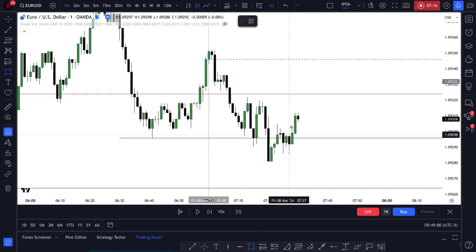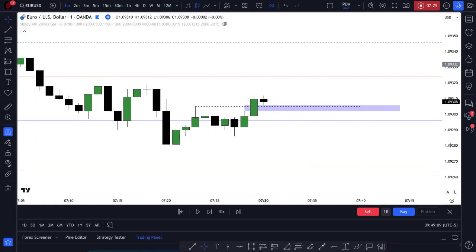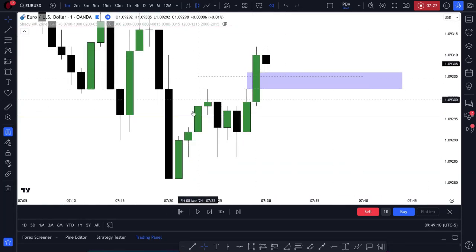Here, here. Fair value gap. Look at this. The swing point. Zoom in for those that can't see. I know I'm blind. There goes the fair value gap. There goes the swing point. The swing point is inside the fair value gap. I'll say that again. The swing point is inside the fair value gap.